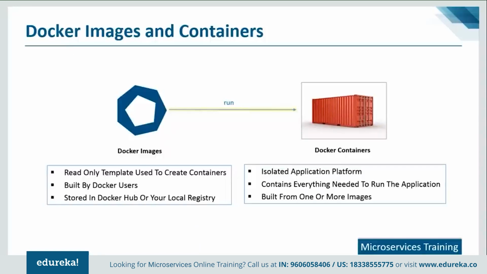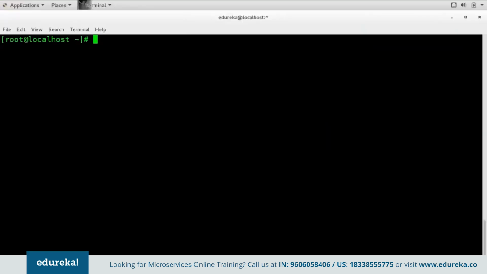So let me just quickly open my virtual machine and I'll show you few basic commands of Docker. So this is my CentOS virtual machine, guys. Over here, I've already installed Docker. So let me just go ahead and quickly start Docker. So the command to start Docker is systemctl start docker. So it has started now. Let me just clear my terminal again. And now I'm going to try out few commands and then exit the container.